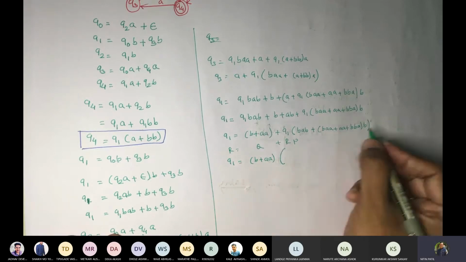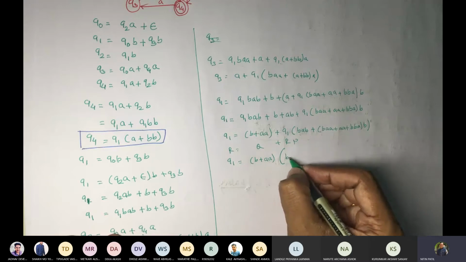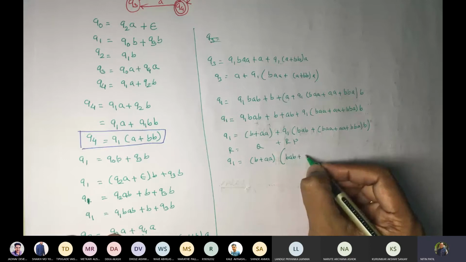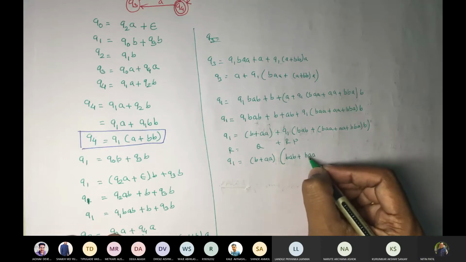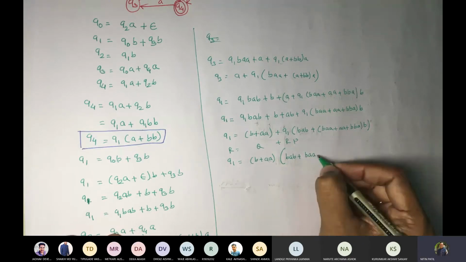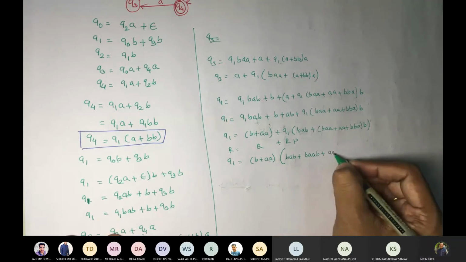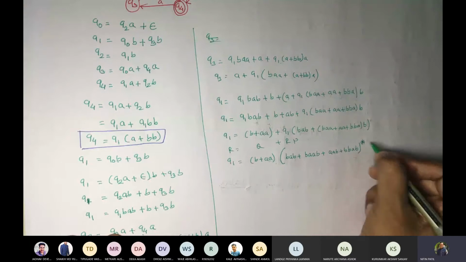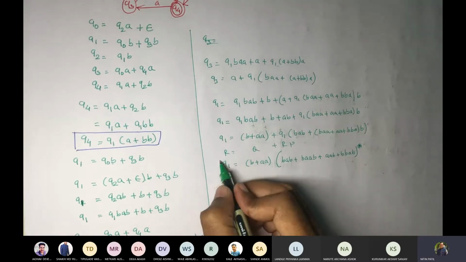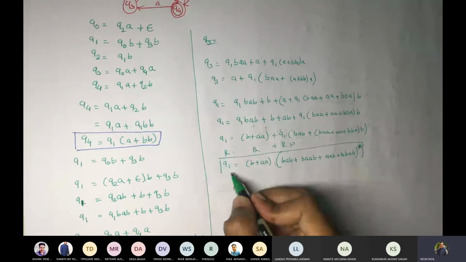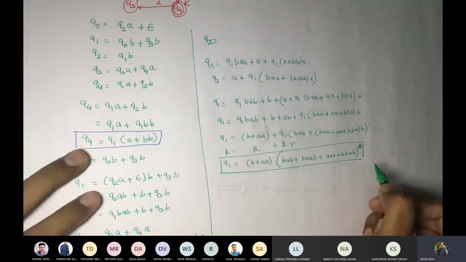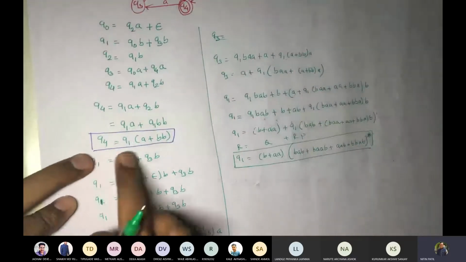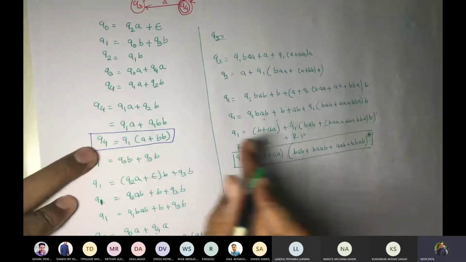Now we have to write this star. So I will add this B over here so that BAB plus BAAB plus AAB plus BBAB star. Correct. So we got now this Q1 in whole regular expression form. Now our final state is Q4, correct? As per the diagram, final state is Q4 and Q4 is written in this form. So we'll write Q1 value over here.